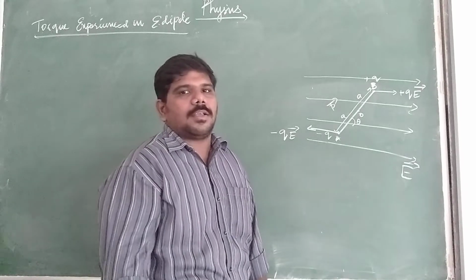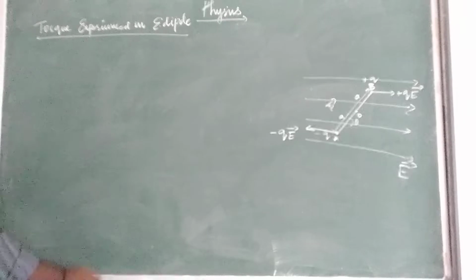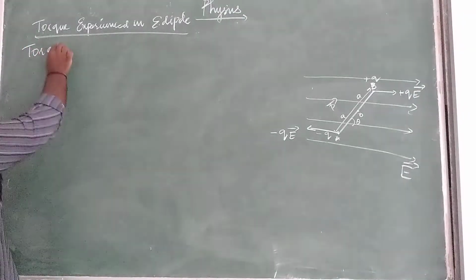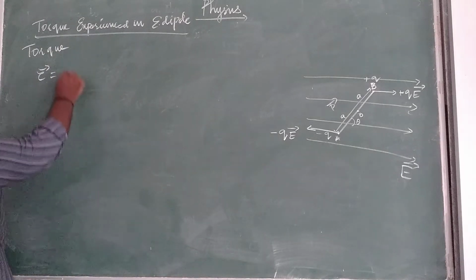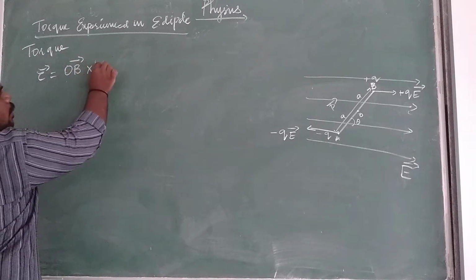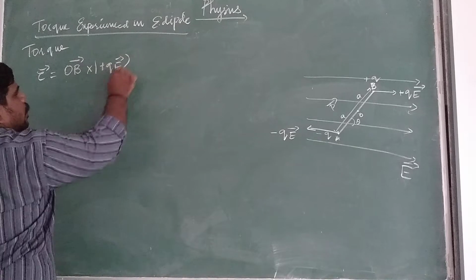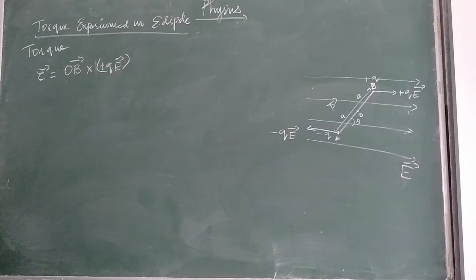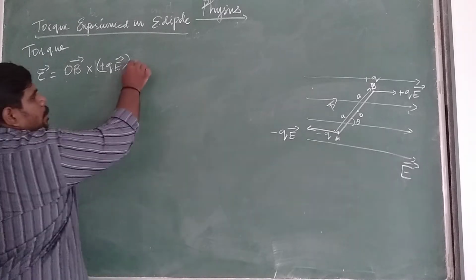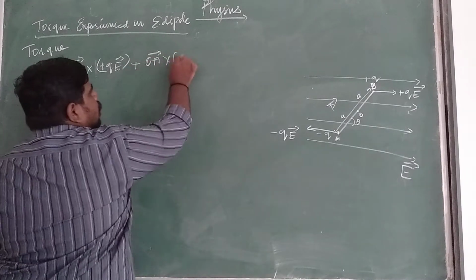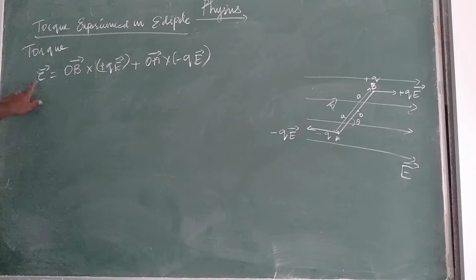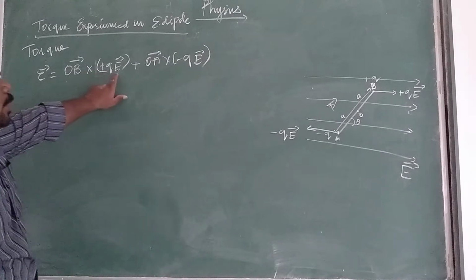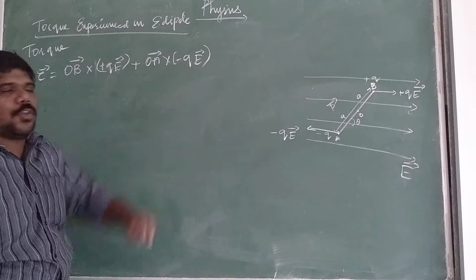So the total torque on a dipole, tau vector, is equal to, by the right hand cork rule, OB vector cross plus Q E vector, plus OA vector cross minus Q E vector. Okay, clear? The torque tau vector by the right hand rule is OB vector cross plus Q E vector plus OA vector cross minus Q E vector.